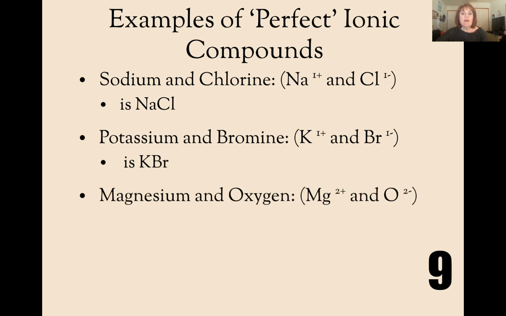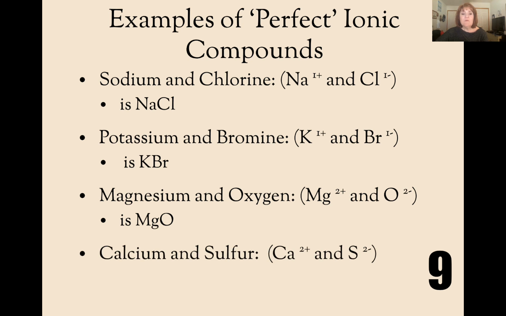Now, magnesium and oxygen, they go together in a slightly different way because magnesium is an oxidation of 2 positive and oxygen is 2 negative. So we could write the formula as simply MgO. Same thing with calcium and sulfur could be CaS. We're going to talk more about those.